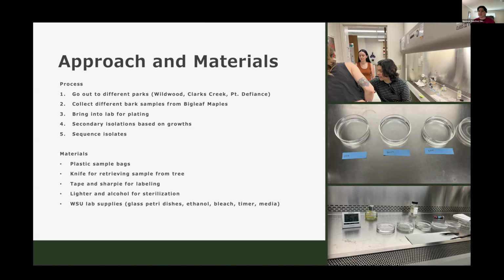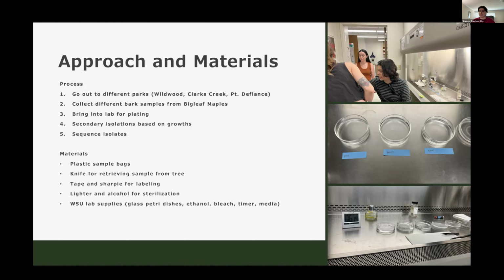The materials that were used for sample collection included plastic sample bags, which were used to store the bark samples, a knife for retrieving the sample from the tree to make it easier just to remove a good piece of bark, tape and Sharpie for labeling the bags for each different tree from each different park, along with a date for ease of adding to iNaturalist, then a lighter and alcohol for sterilization of the knife so that you wouldn't cross-contaminate between collecting each sample.